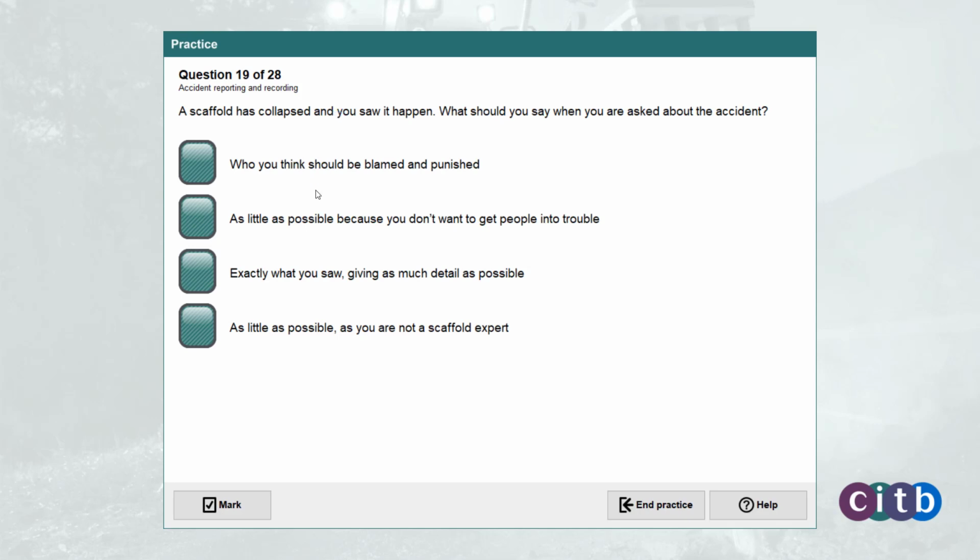A scaffold has collapsed and you saw it happen. What should you say when you are asked about the accident? Who you think should be blamed and punished. As little as possible because you don't want to get people into trouble. Exactly what you saw, giving as much detail as possible. As little as possible, as you are not a scaffold expert.